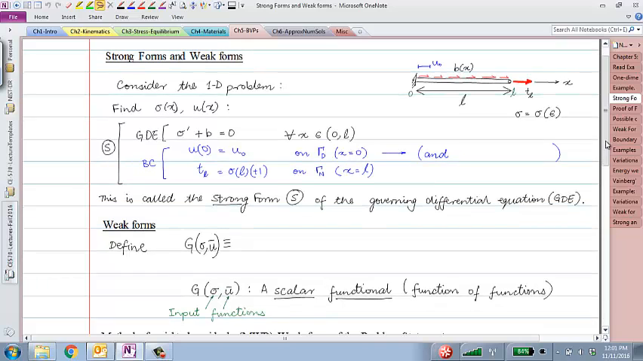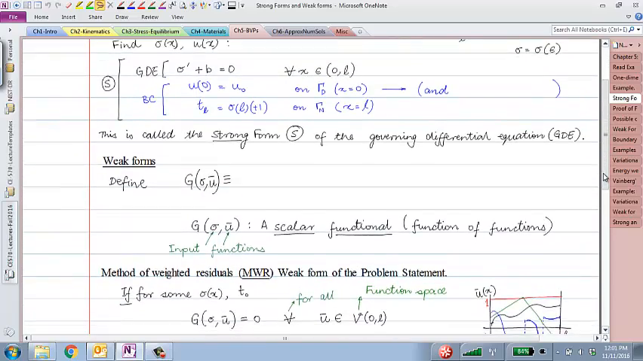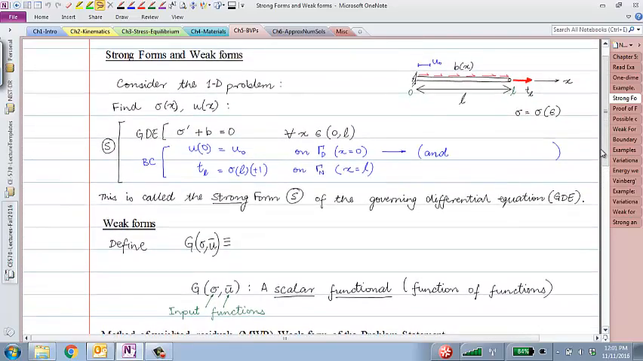But what we're going to try to do now is to express the same problem in a different way and see what kind of solutions we get by using the common methods of numerical approximation. So to do that, we are going to define the problem in a weak form. This is the strong form. I'm going to try to define the problem in a weak form.